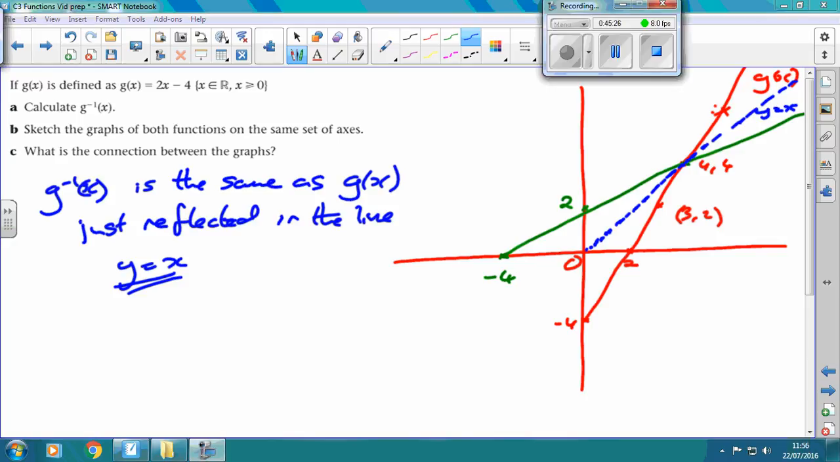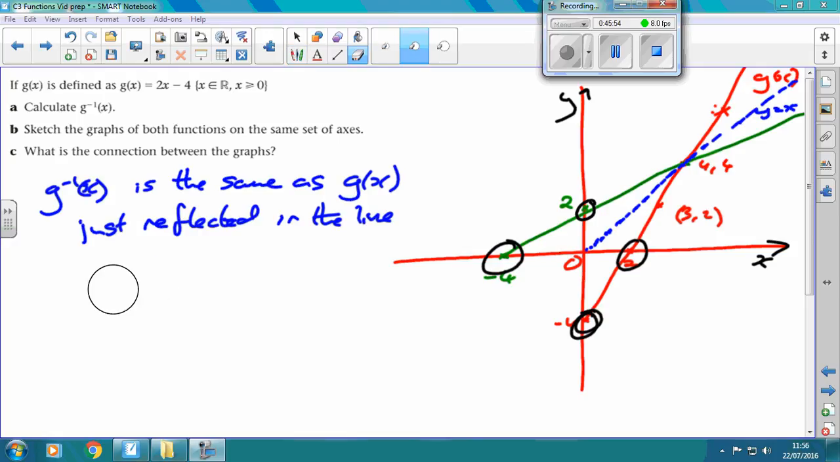Okay, so the key things to remember when you're doing this is that once you've got one function drawn, you have a look at where it crosses both the x-axis and the y-axis, then just swap them over. So if it crosses the x-axis at 2, the inverse is going to cross the y-axis at 2. If the y-axis is crossed at minus 4, the x-axis on the inverse is going to be crossed at minus 4.